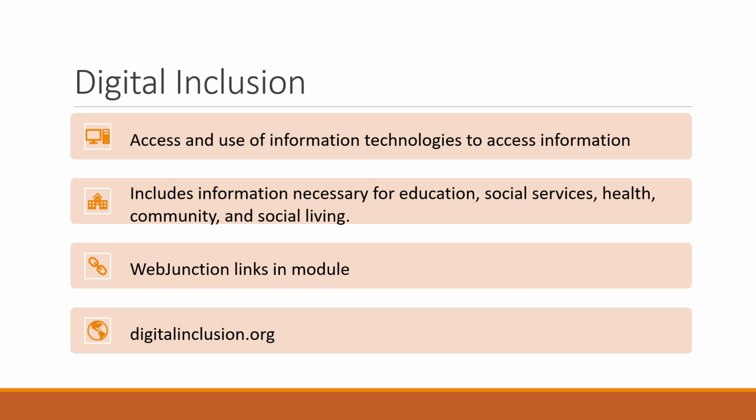Digital inclusion is a very important topic for public libraries. It's about access and use of information technologies to access information. And this means anywhere that people would access information for educational purposes, for social services, for health, for community information, and just social living. If you need to have technology skills to apply for unemployment or health insurance, like the Affordable Care Act website for health insurance, any of those things require technology to access the information.